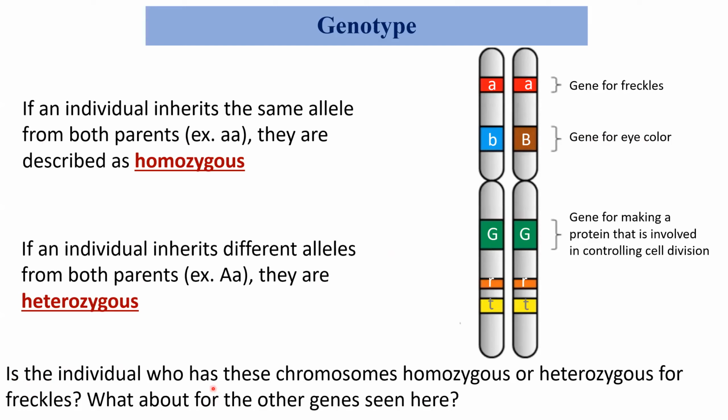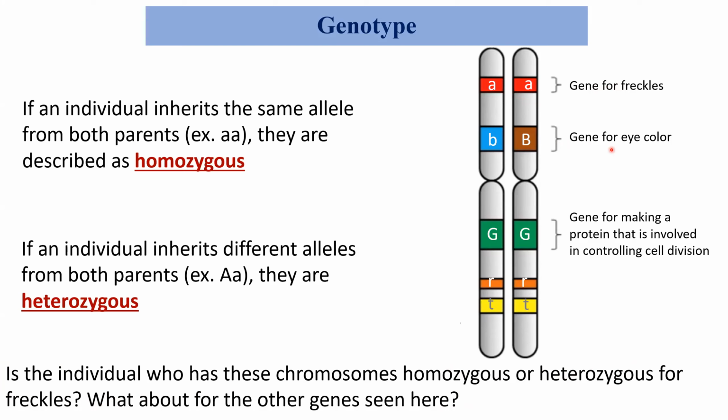So is the individual who has these chromosomes homozygous or heterozygous for freckles? So let's look at freckles. Is this individual going to be homozygous or heterozygous for freckles? They're going to be homozygous for freckles. They both have the same instructions or the same allele. They're both lowercase a's. Let's look at what about the other genes seen here.